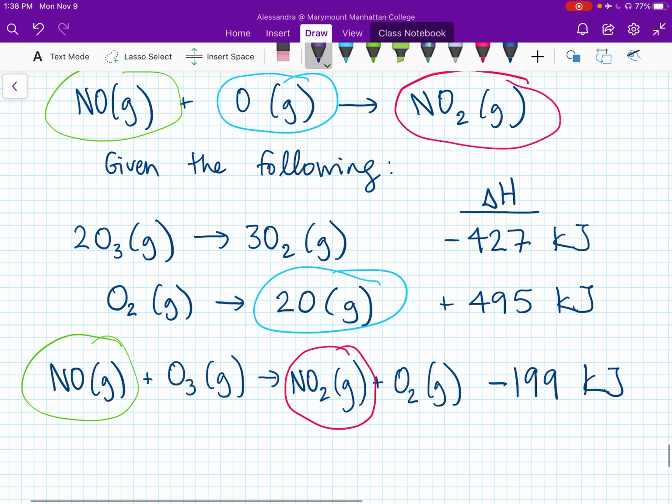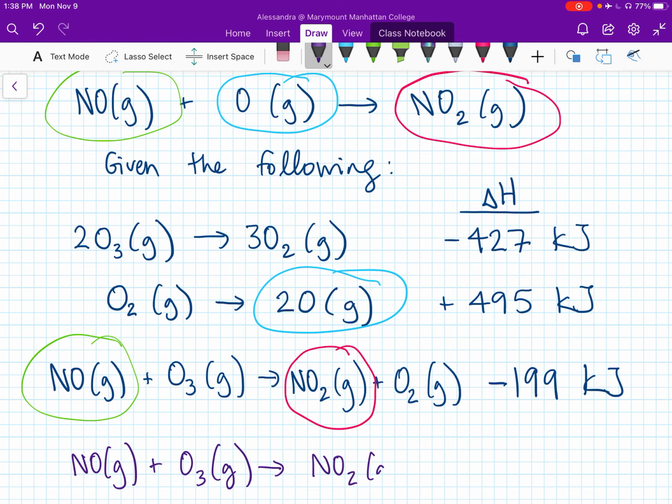So I'm going to rewrite the reactions down. Now, this last reaction, I determined that I don't need to change the stoichiometric coefficients, nor do I need to change its direction. So I'm just going to recopy it as written with its delta H unchanged, minus 199.